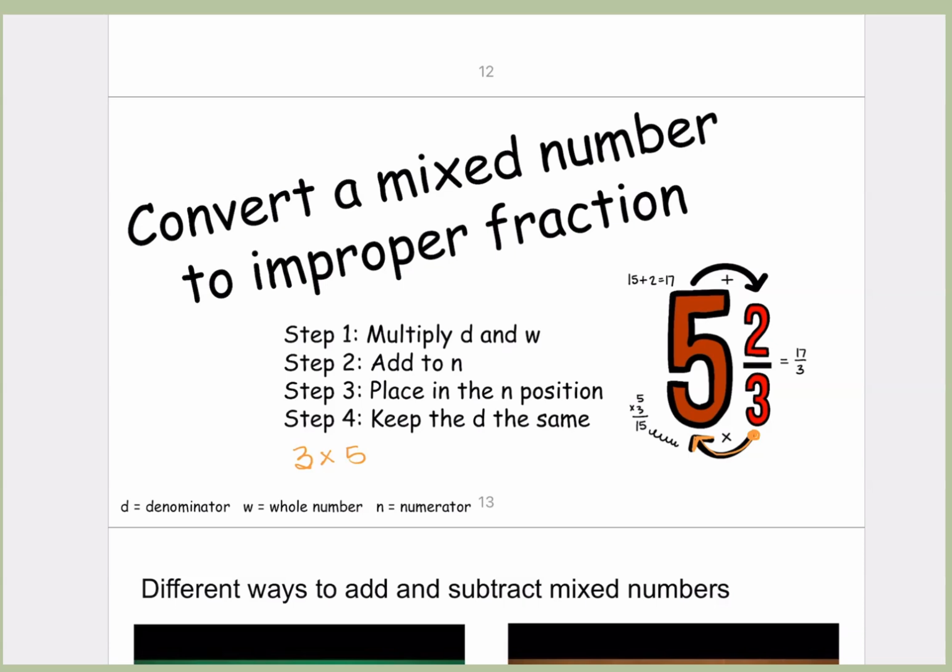The next thing we do is we add to that answer whatever our numerator is. We add to that answer our numerator. So here that would be plus 2. Now the answer we get from there goes into the numerator position. 3 times 5 is 15. 15 plus 2 is 17. So we take 17 and we place it right here in the numerator position. We keep the denominator exactly the same. So we just scooch that right on over. The denominator is exactly the same.